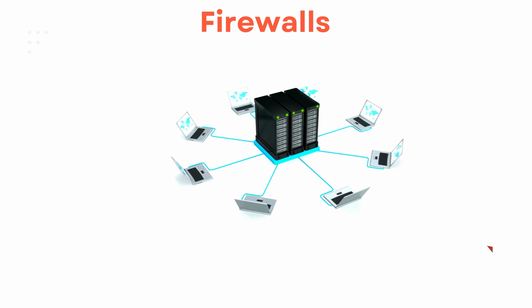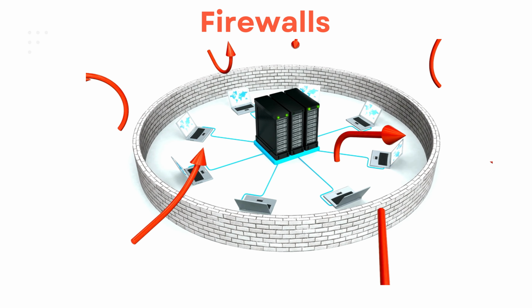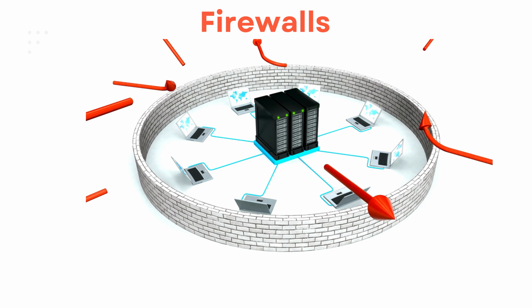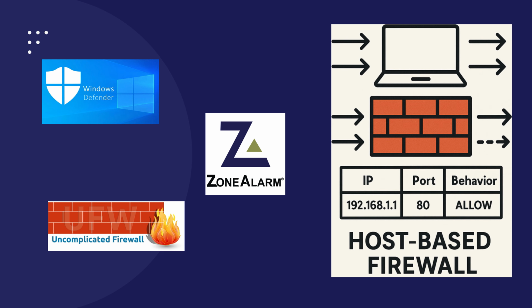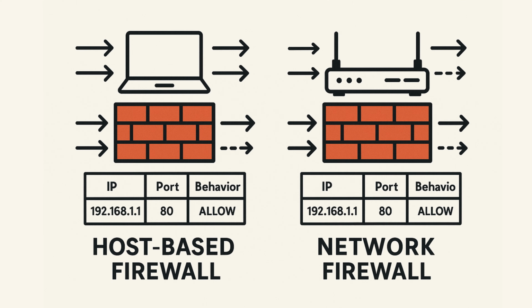Firewalls are the gatekeepers of the digital world. They determine what traffic is allowed or blocked based on rules like IP addresses, port numbers, and behavioral patterns. Now, there are two main types of firewalls: host-based firewalls like Windows Defender, ZoneAlarm, and Uncomplicated Firewall, and network-based firewalls like Cisco ASA, Fortinet FortiGate, and Palo Alto Networks Firewall. Proper configuration is key, both in blocking threats and in avoiding disruptions.